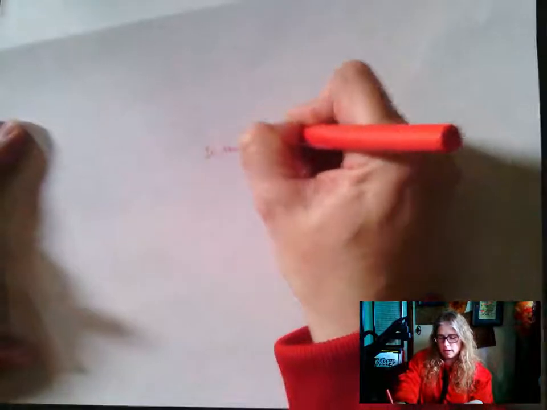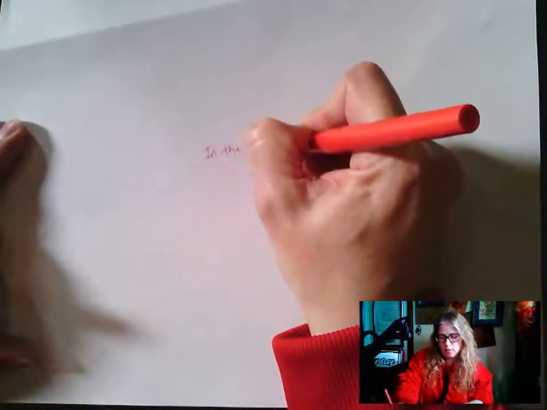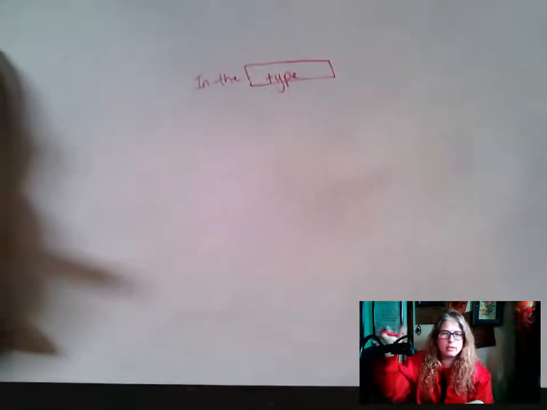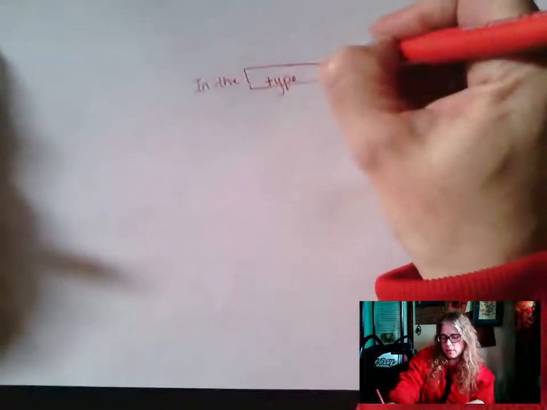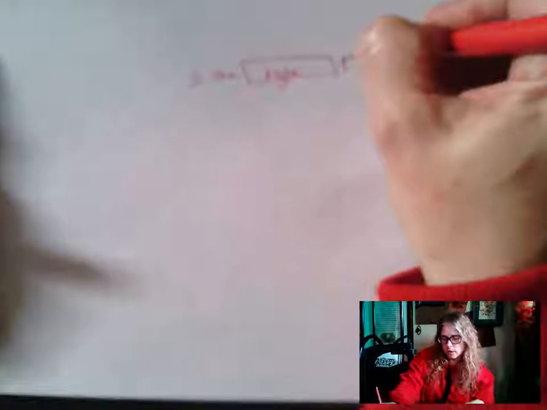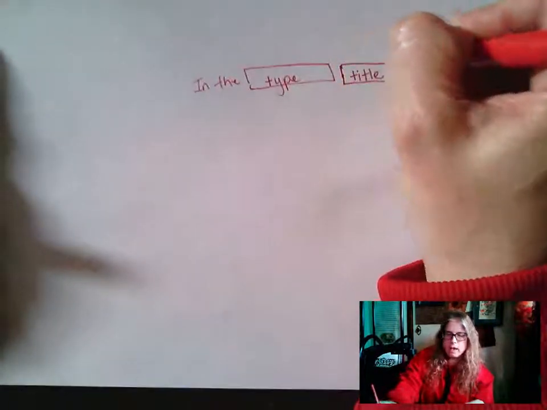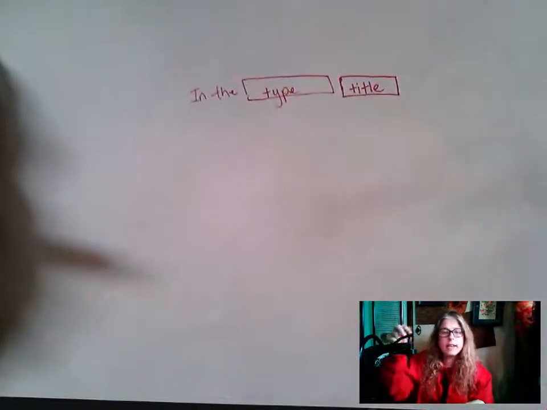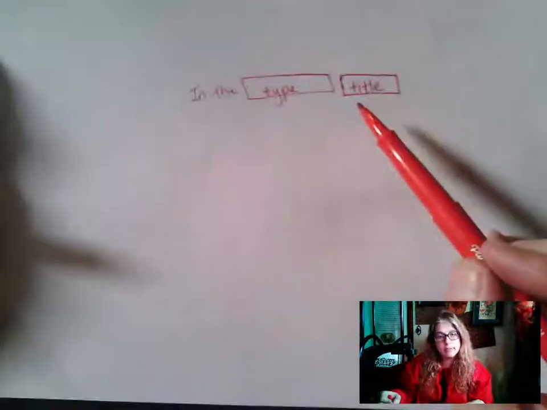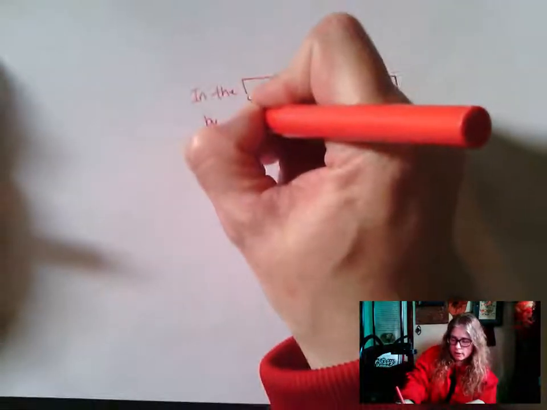And then right here you list whatever the type of the story is. And a type could mean poem, short story, novel, whatever it is that you're trying to write about. And then you would give the title. So I'm going to do another box that would have the title. In this case, all the stories that you guys read for this assignment are short stories. So what you would write is in the short story, and then give the title of the short story, by, and then you give the name of the author.